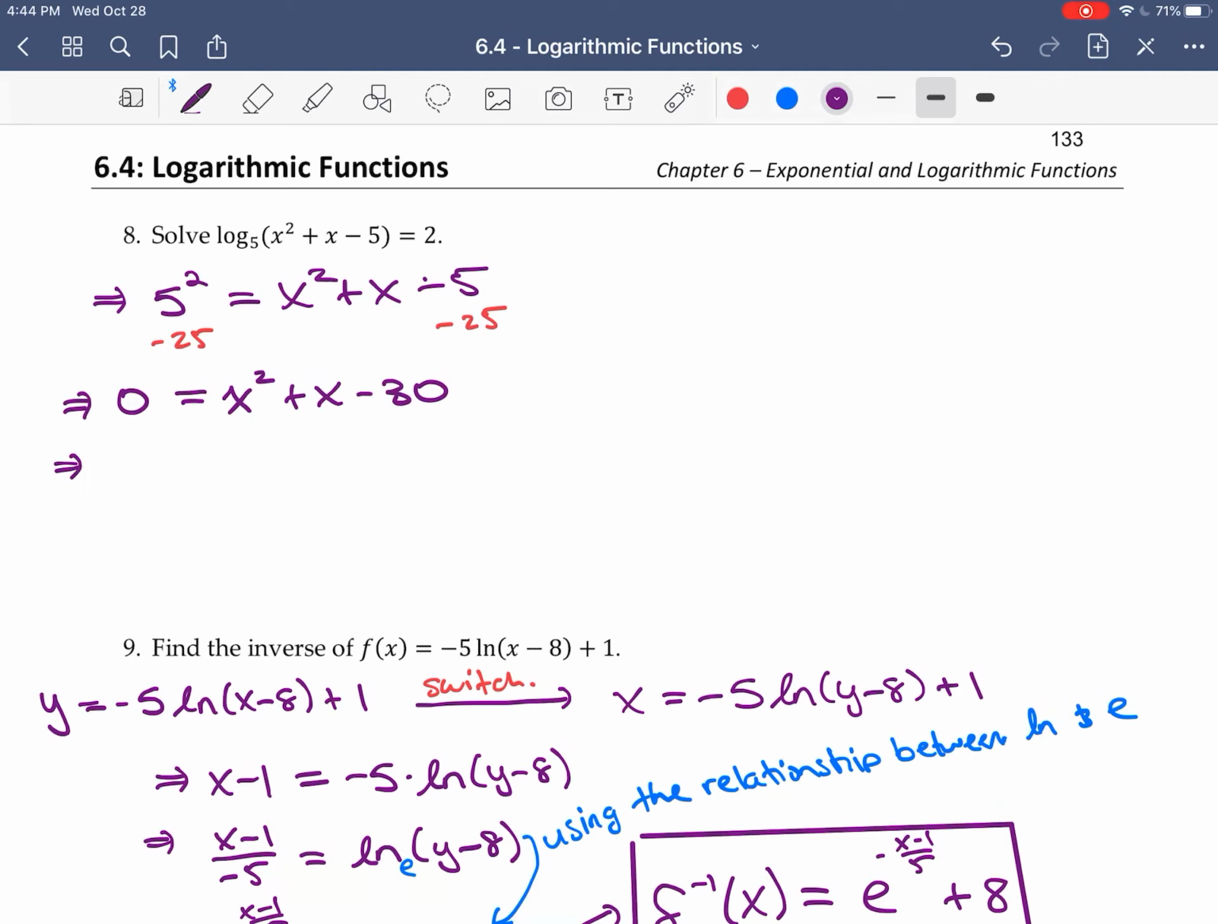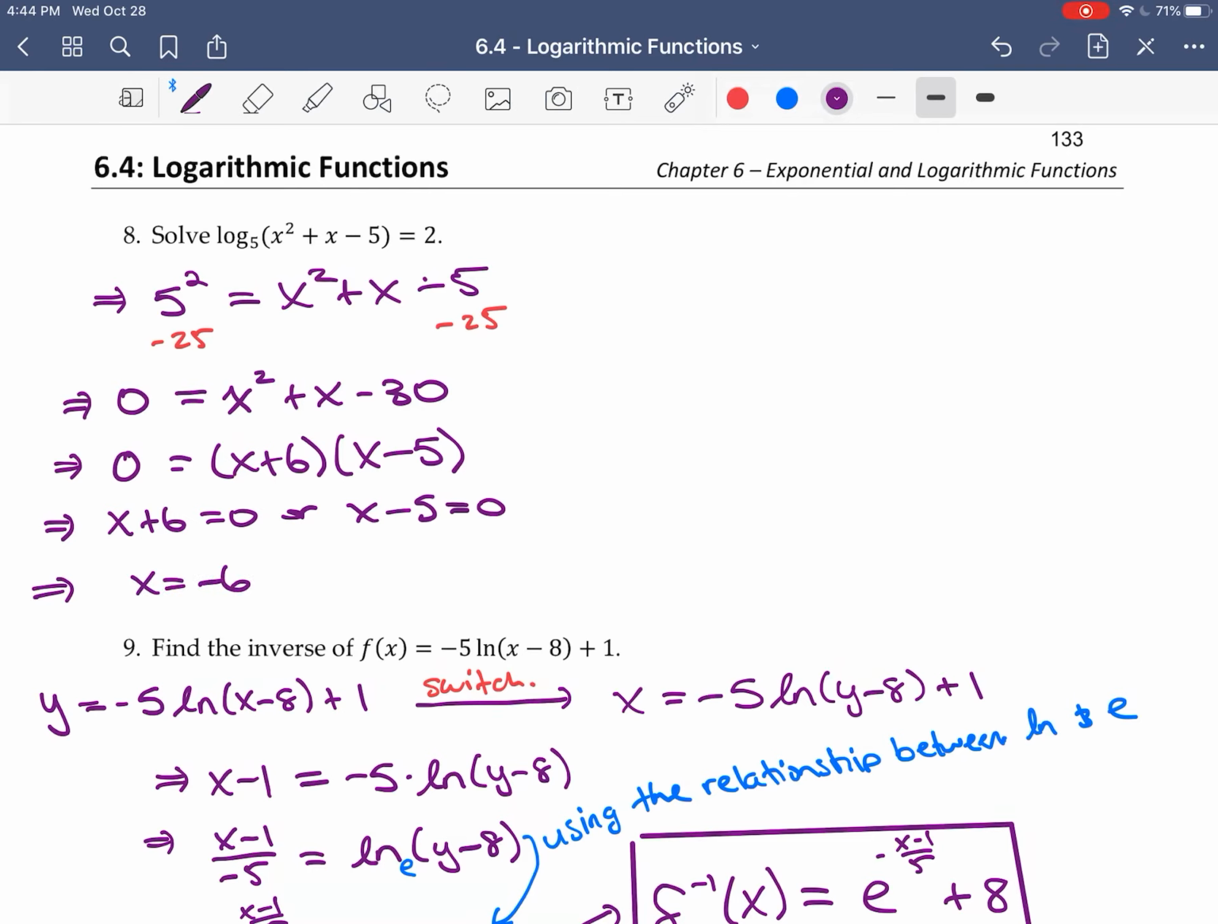So now I want to factor this. So I want two numbers that multiply to give negative 30 and add to give positive 1. So that's going to be a positive 6 and negative 5. So this is going to factor as x plus 6 times x minus 5. And then that equals 0 when one of the factors is 0. So I get x plus 6 is 0, or x minus 5 is 0, which means that x is negative 6, or x equals 5.